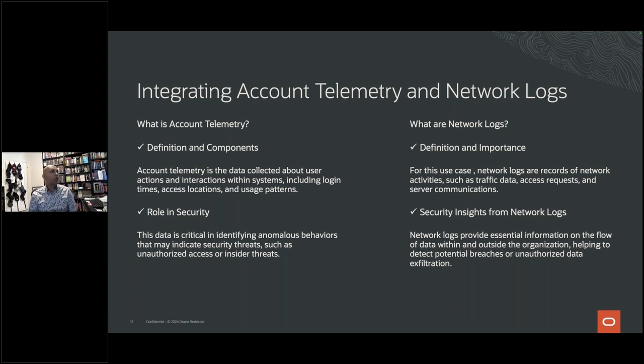And then the second telemetry that we are doing now is role. What is the role in security? This data is critical in identifying anomalous behaviors that may indicate security threats, such as unauthorized access or insider threat, or even privilege escalation.